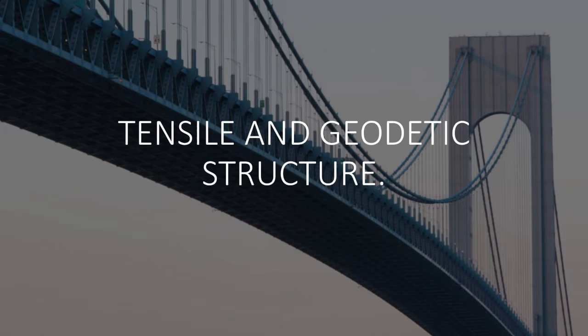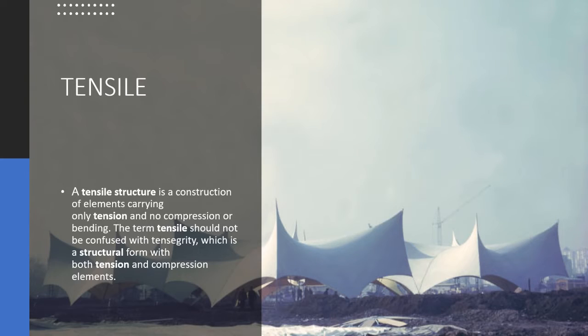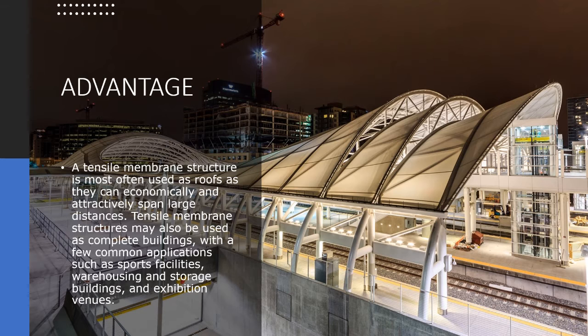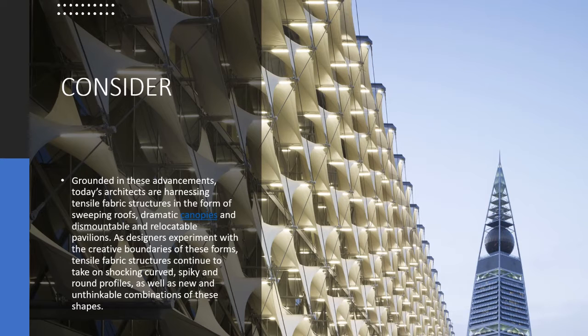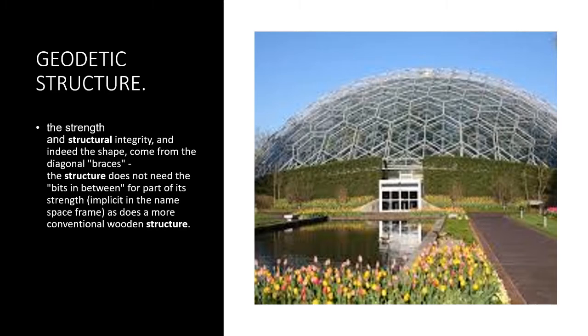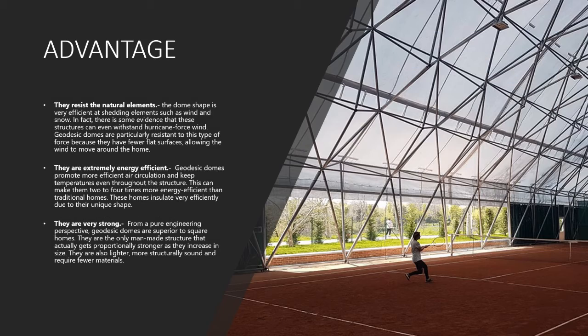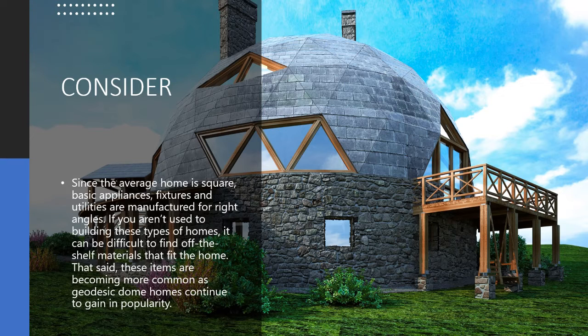Hello guys, for today's video, I am going to discuss with you tensile and geodetic structures. So first off is tensile. A tensile structure is a construction of elements carrying only tension and no compression or bending. The term tensile should not be confused with tensegrity, which is a structural form with both tension and compression elements.